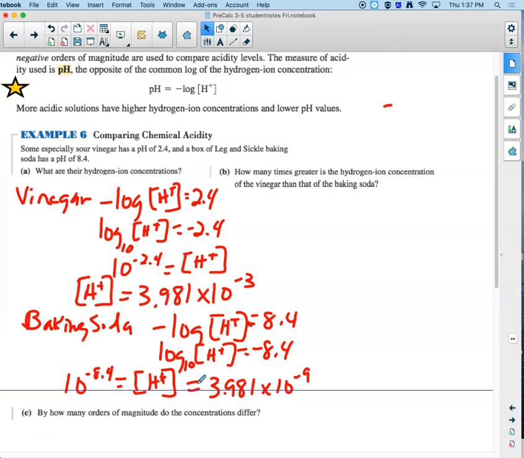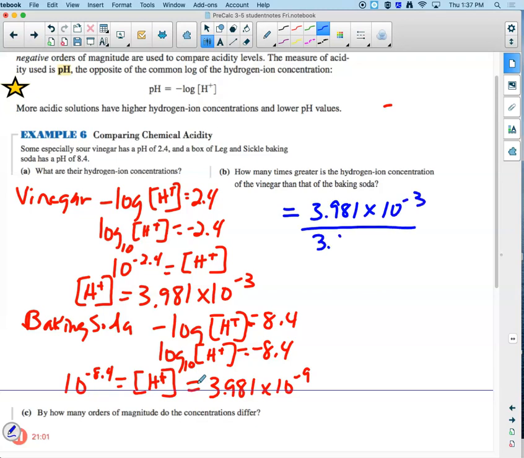So, comparing those two, we would have 3.981 times 10 to the negative 3rd divided by 3.981 times 10 to the negative 9th. And if we divided 3.981, it's going to cancel out with 3.981. So we really just need to figure out what do you get if you take 10 to the negative 3rd and you divide it by 10 to the negative 9th. And division, when you have similar bases, is going to be subtraction. So it'll be negative 3 minus a negative 9, which will be negative 3 plus 9, which is 10 to the 6th. And there it is. So it's those powers of 10. It would be 10 to the 6th.